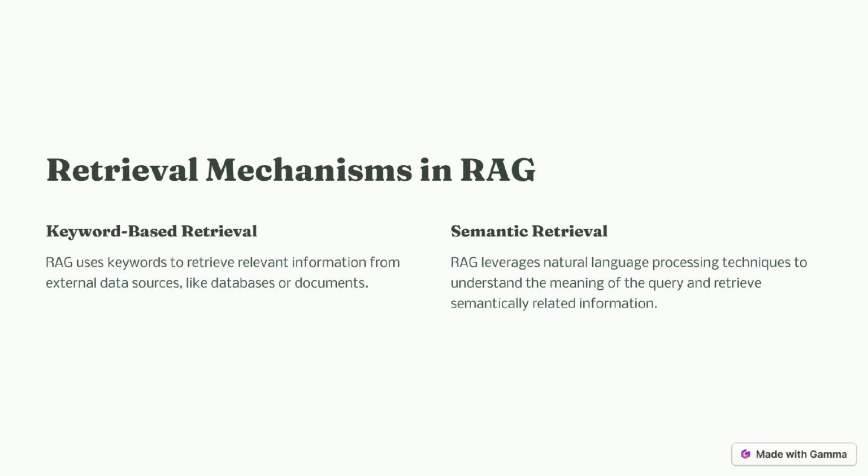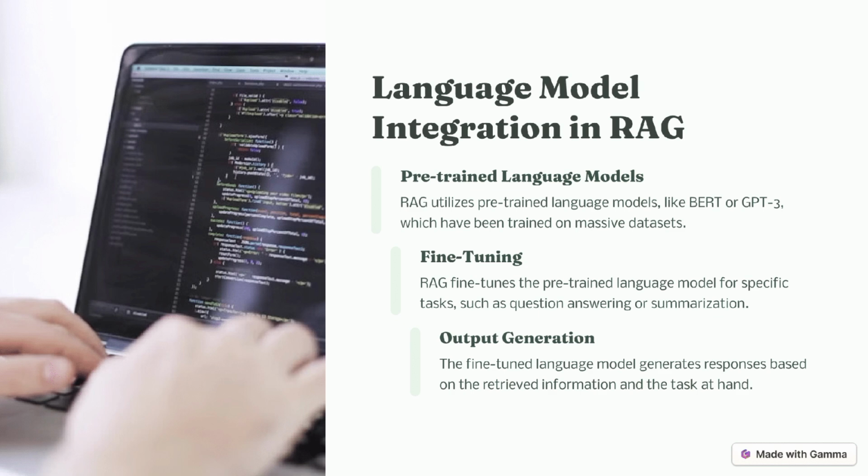isn't in your question. RAG uses pre-trained language models like GPT or BERT to generate responses. Here's how it works. 1. Pre-trained models. These models are trained on massive datasets and understand language well. 2. Fine-tuning. RAG fine-tunes these models for specific tasks, like answering questions or summarizing text. 3. Output generation. The model generates responses based on the retrieved data and the task at hand. GPT-3, one of the most famous language models, has 175 billion parameters. That's like having 175 billion tiny brains working together.